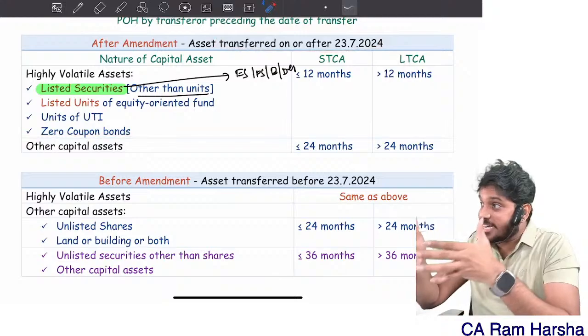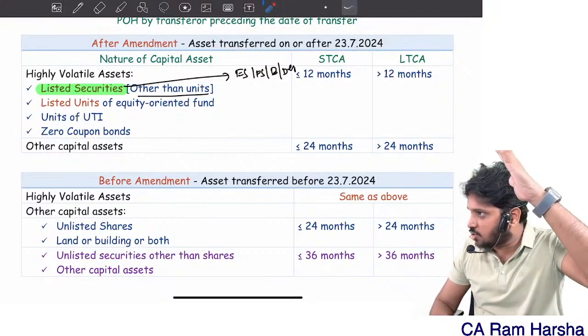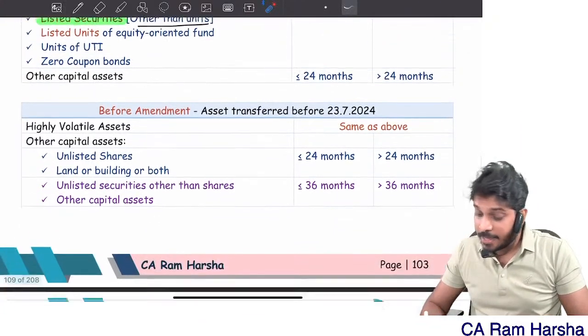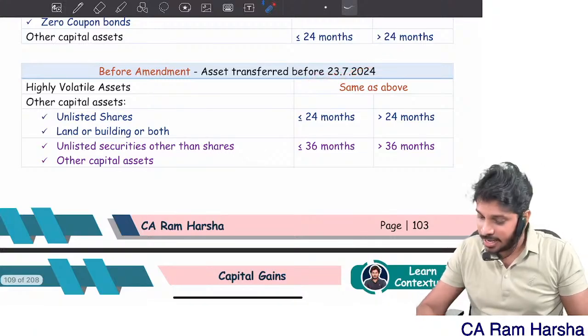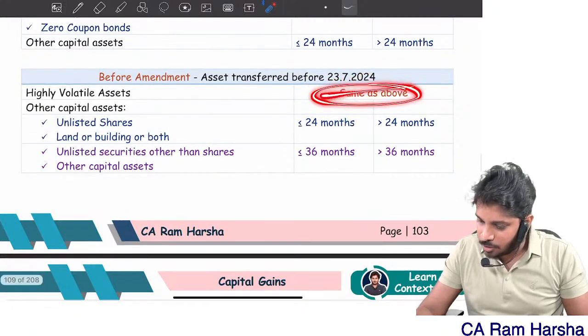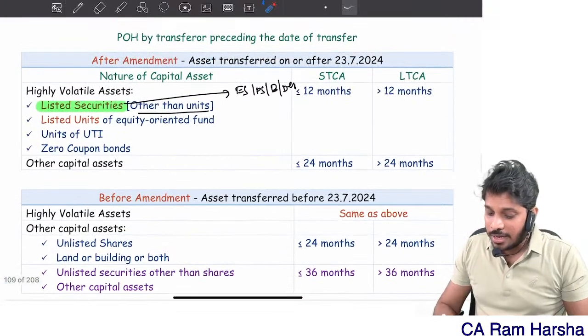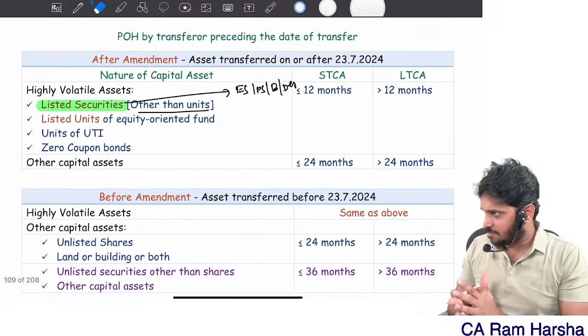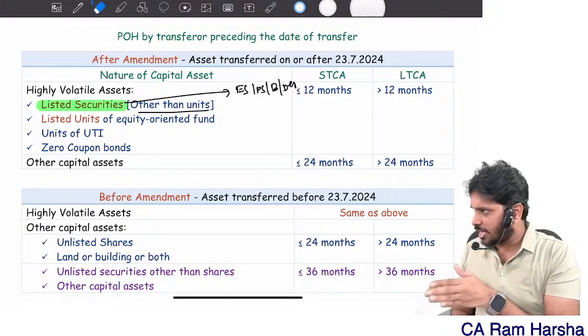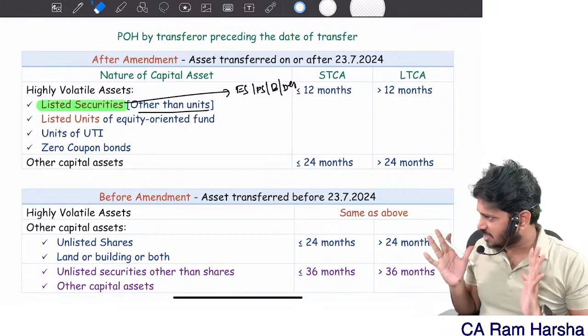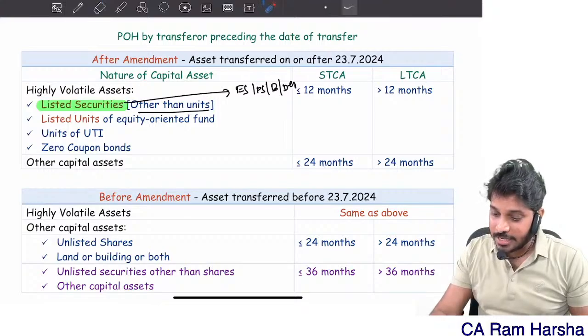If these assets are sold after 23rd July, 12 months is the criteria. Even if you sell before 23rd July, it is the same as above. 12 months is the criteria. Understood? Now, after the amendment, from 23rd July, you are selling some capital asset other than volatile assets.